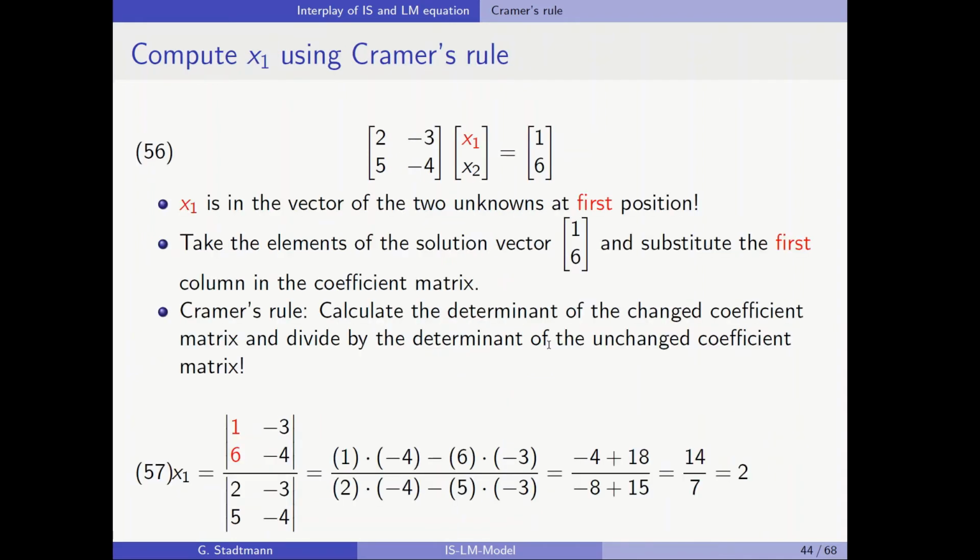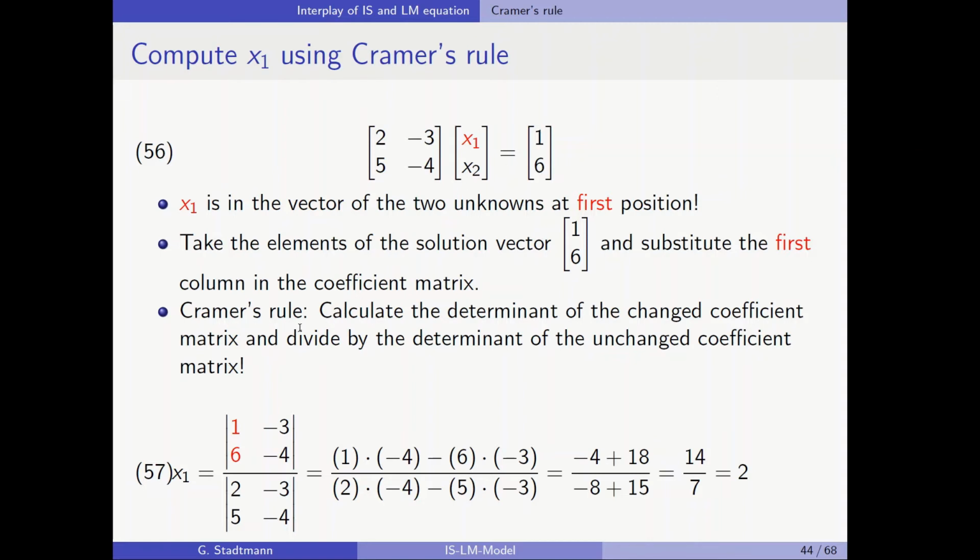In the first step, I would like to compute x1 by using Cramer's rule. x1 is in the vector of the two unknowns at the first position, and therefore Cramer's rule tells us to take the elements from the solution vector, like the 1 and the 6, and substitute them into the first column of the coefficient matrix. So in equation 47, you can see here in the first position the 1 and the 6, which stem from the solution vector.